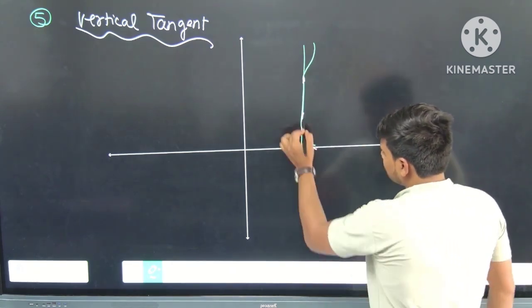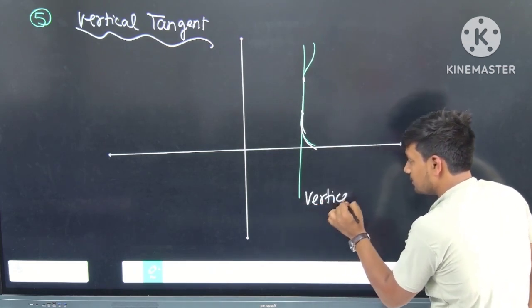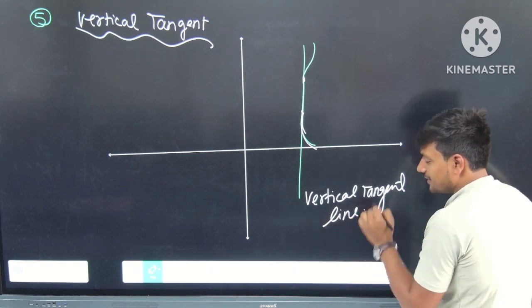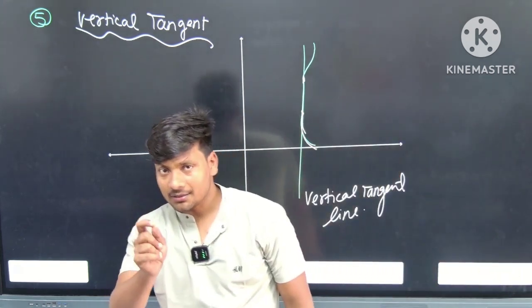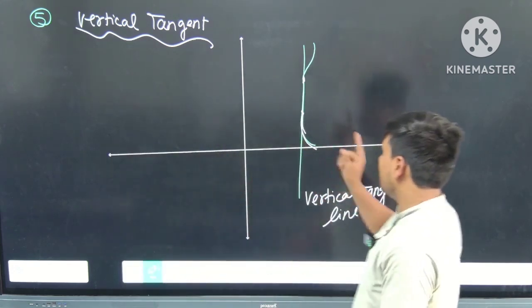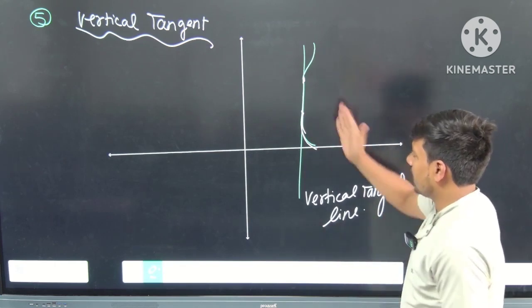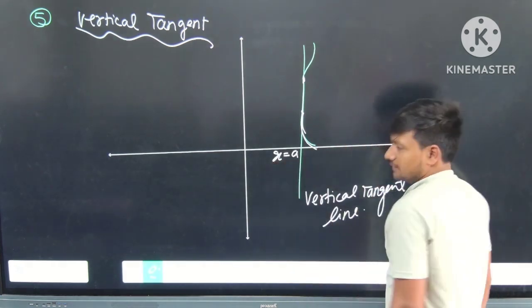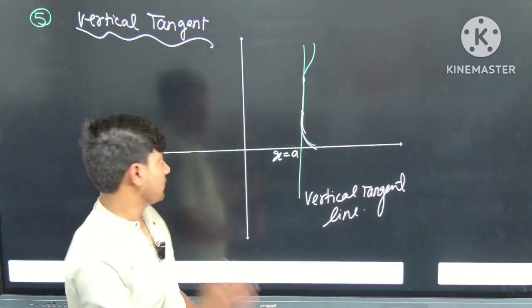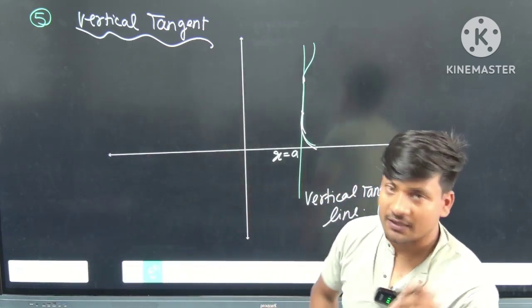You can see that this function has a vertical tangent line. A vertical tangent line means tan 90 degrees. The slope of the tangent will be 90 degrees, and we know that tan 90 is not defined. That's why if any curve has a vertical tangent at some point, suppose at x equal to a, then that function will not be differentiable at that point due to the vertical tangent. Okay, so these are 5 points where we can see that the function is not differentiable.